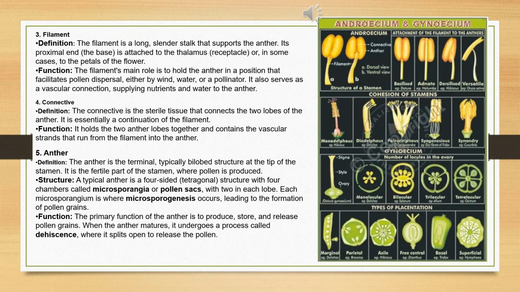Now, the function of the anther. The primary function of the anther is to produce, store, and release the pollen grains. When the anther matures, it undergoes a process called dehiscence, where it splits open to release the pollen.